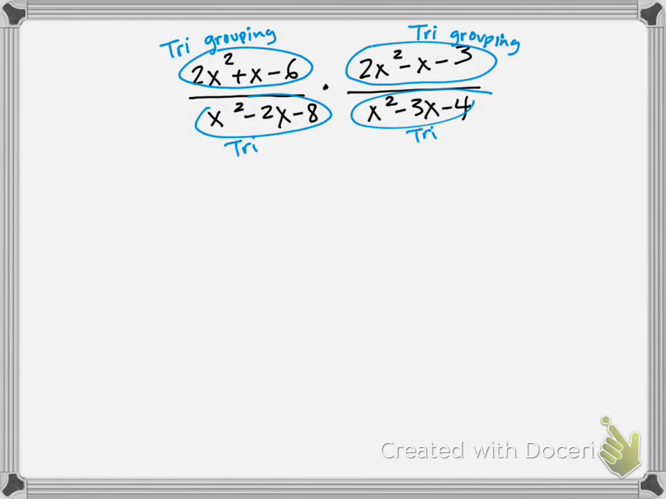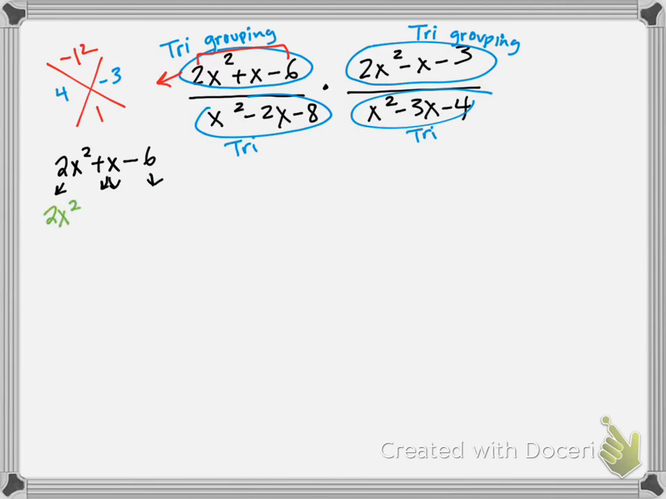Taking a look at this first numerator, I would have to multiply the first and last number, which is negative 12. 2 times negative 6 is negative 12. So I'm saying what multiplies to negative 12 and adds to 1, that would be 4 and negative 3. For grouping, I would have to rewrite the expanded form. First and last terms stay the same, but the middle term gets broken up. So it starts out 2x squared, and instead of 1x, I'm using these two factors, plus 4x's minus 3x's, which recombines as 1x, and then minus 6.